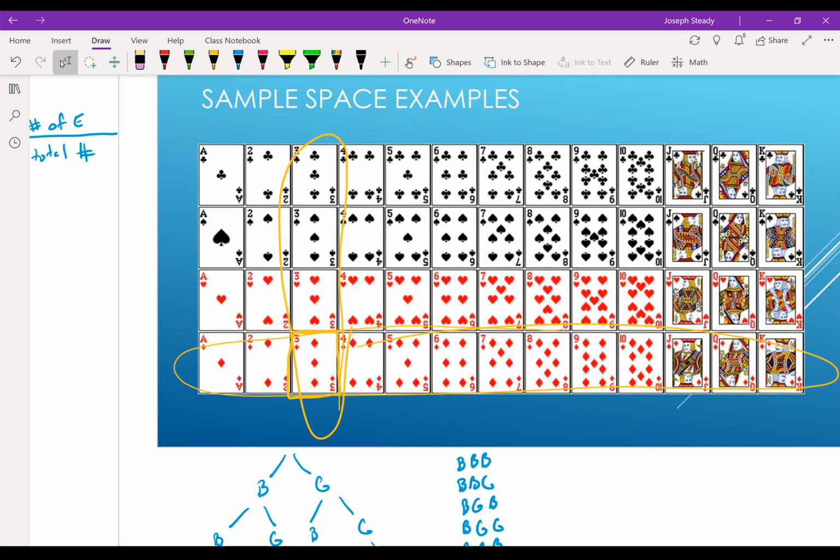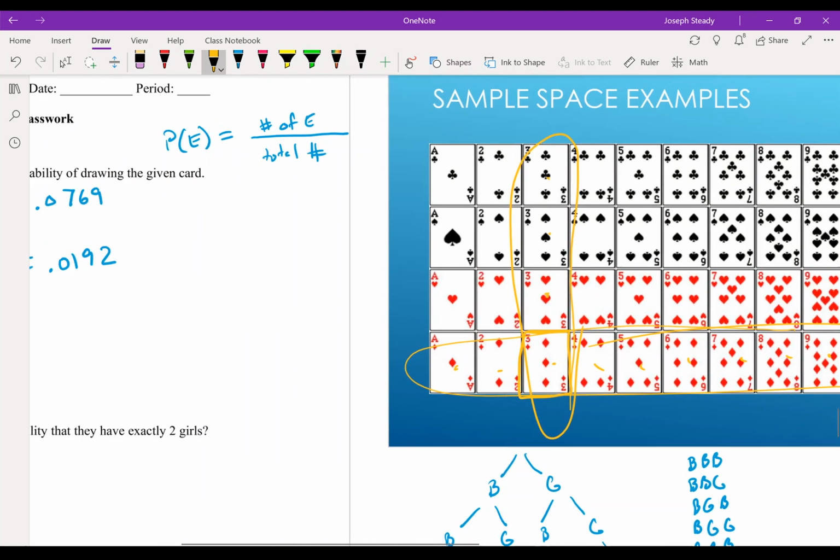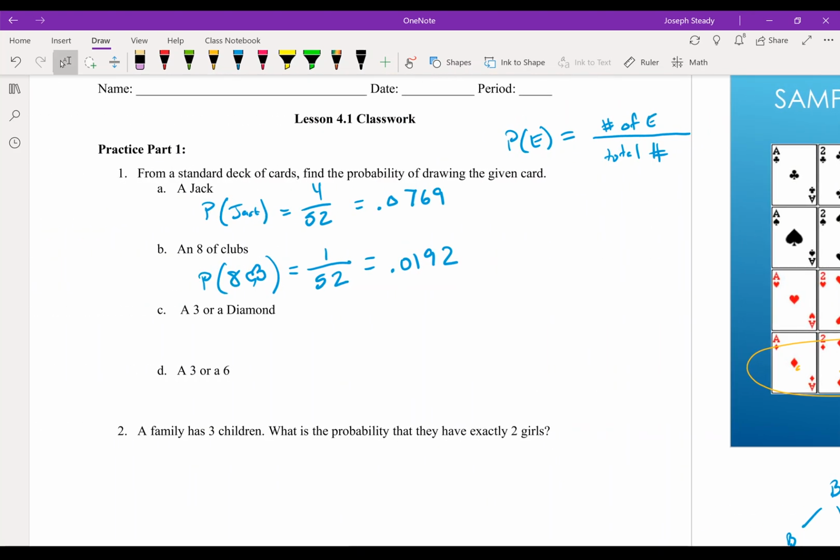So if I count this up, I'm going to have 1, 2, 3, 4, 5, 6, 7, 8, 9, 10, 11, 12, 13, 14, 15, 16 cards that are either a 3 or a diamond, or both. So my probability here, the probability of 3 or diamond, is 16 out of 52. And again, if I want to turn that to a decimal, we're going to get 0.3077.